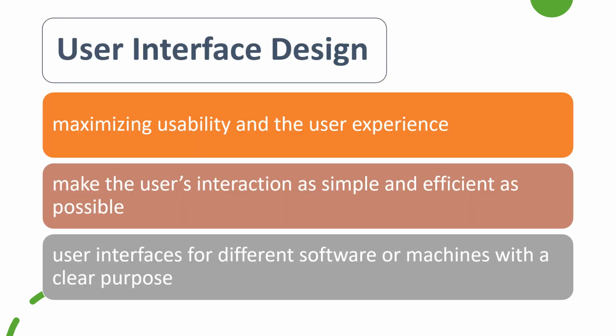So user interface design basically focuses on three main points: maximizing usability and user experience, that is how the user is able to easily use the software and his experience; making the user's interaction as simple and efficient as possible; and user interfaces for different software or machines with a clear purpose. So it has to be clear and simple. For example, the Google user interface design is very simple, easy to navigate, compared to Amazon's websites, which are harder to navigate. So that's an example of the three points it focuses on.